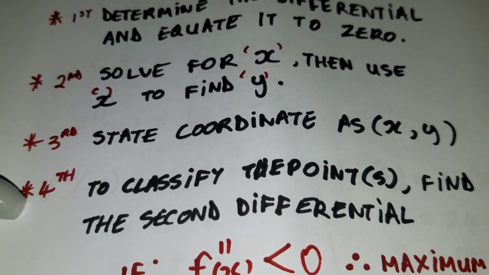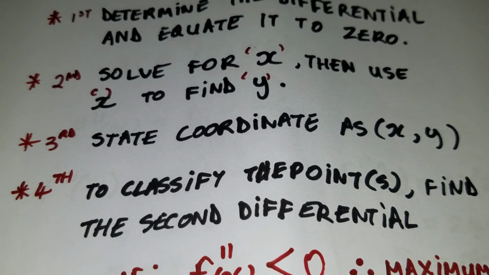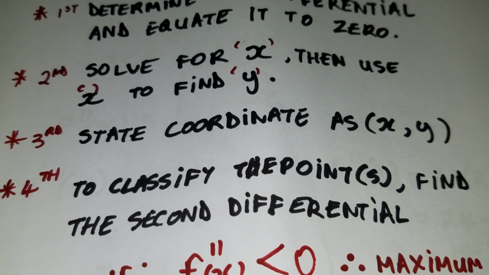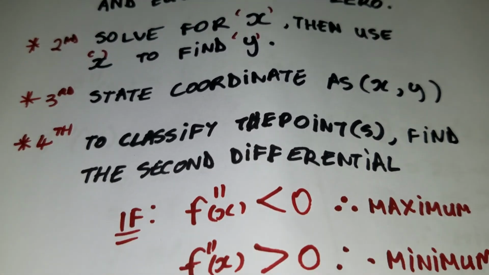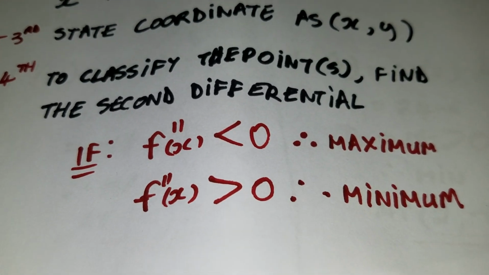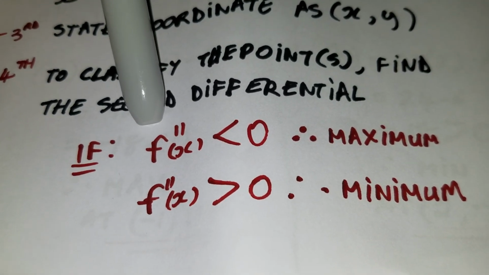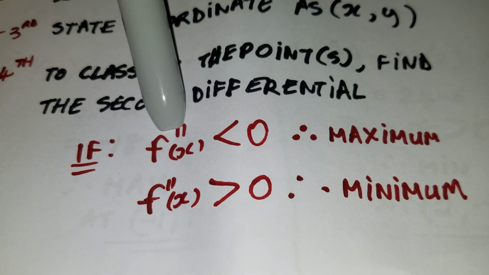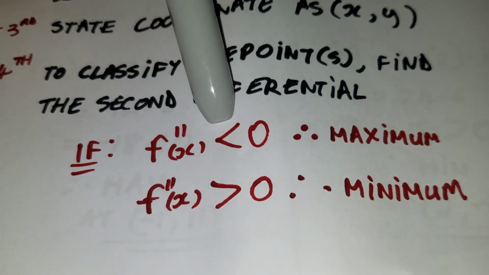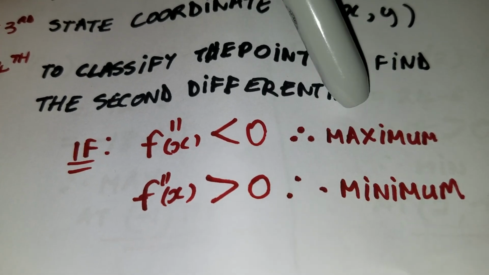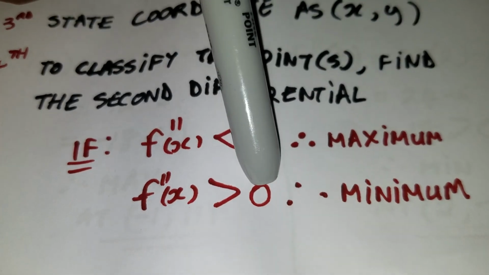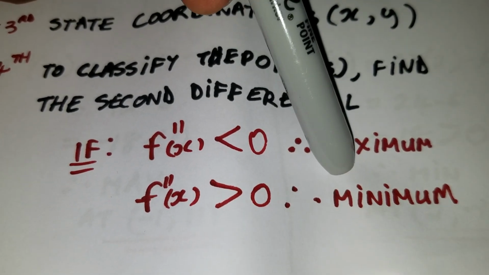Now fourth, to classify the points as maximum or minimum, we have to find the second differential. So we're going to differentiate one more time and then we're going to get the second differential. This is represented by f of x prime prime, the two apostrophes. The second differential, if it is less than zero, then we have a maximum point. If the second differential, however, is greater than zero, then we would have a minimum point.